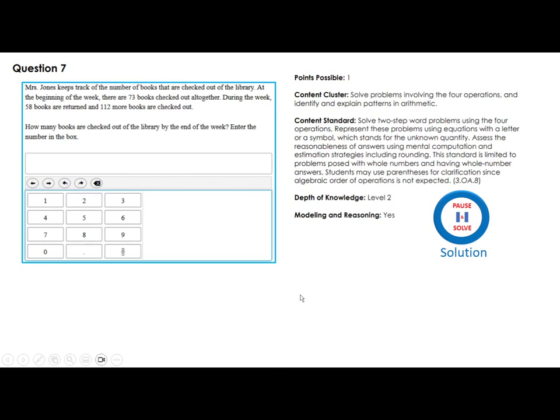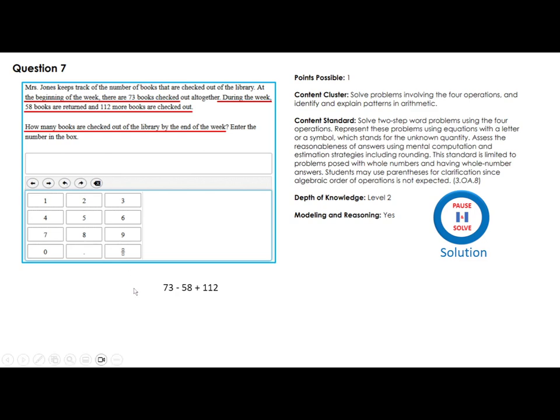Mrs. Jones keeps track of the number of books that are checked out of the library. At the beginning of the week, there are 73 books checked out. During the week, 58 books are returned, okay? So they're returned, and 112 more books are checked out. The question is, how many books are checked out of the library by the end of the week?